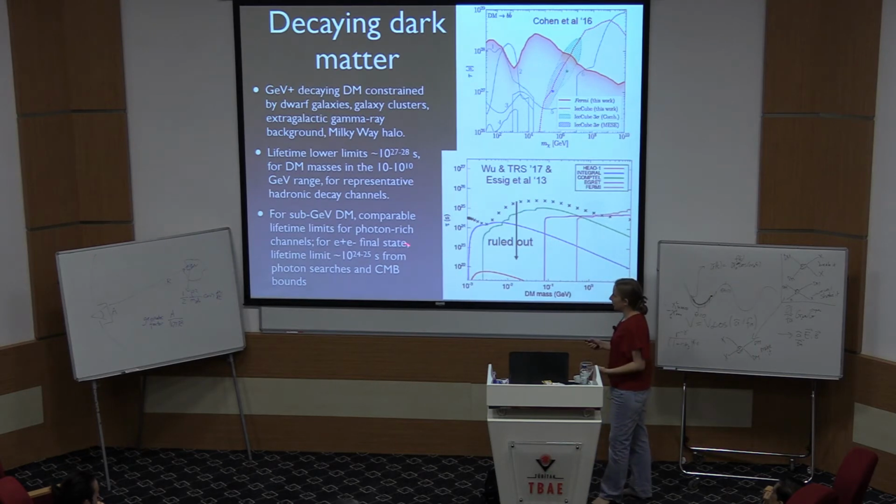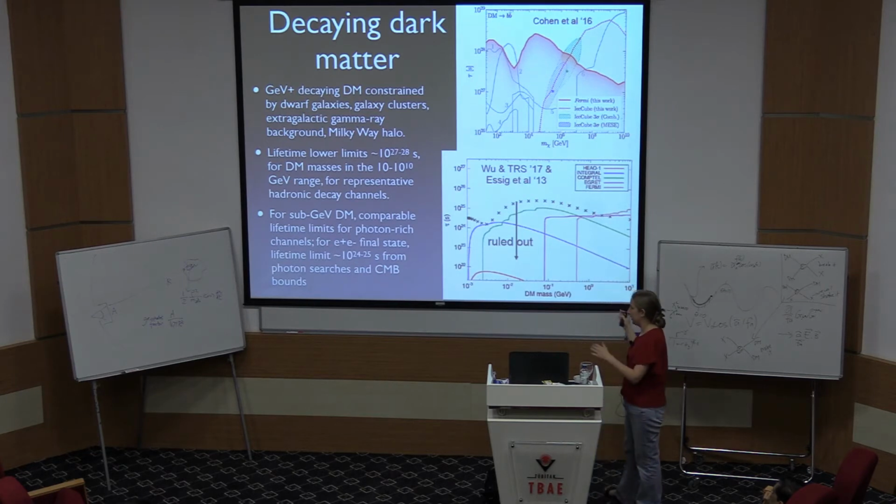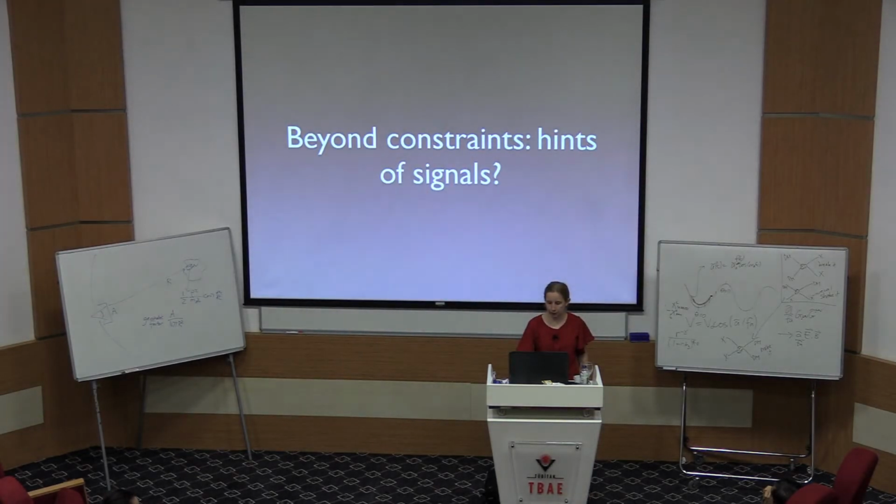For sub-GeV dark matter, you can keep extending this lifetime limit down so long as you make plenty of photons. If you decay mostly leptonically, there's a weaker lifetime limit, but it's pretty robust and stretches over the whole range from cosmic microwave background bounds at a lifetime of about 10 to the 24 to 10 to the 25 seconds. So if the dark matter decays into standard model stuff, its lifetime is probably at least 8 orders of magnitude longer than the age of the universe, or we would have seen the signals.